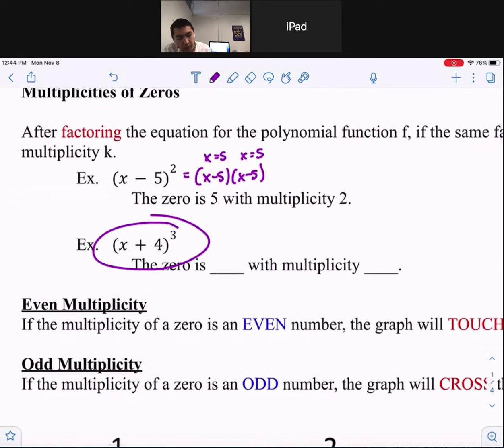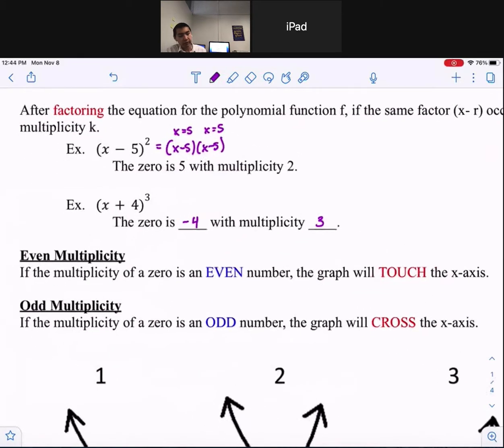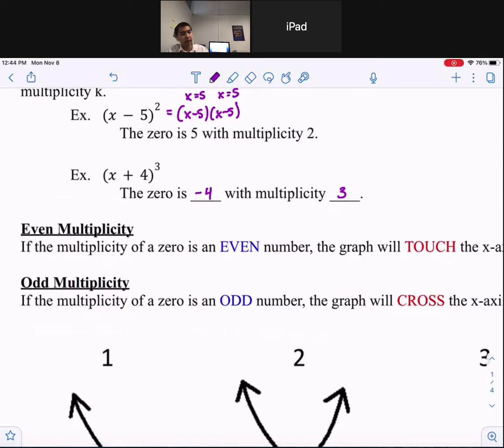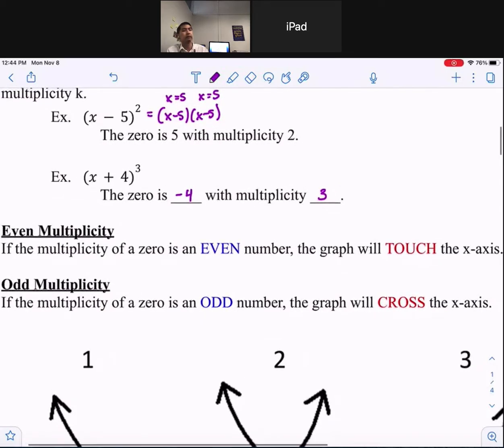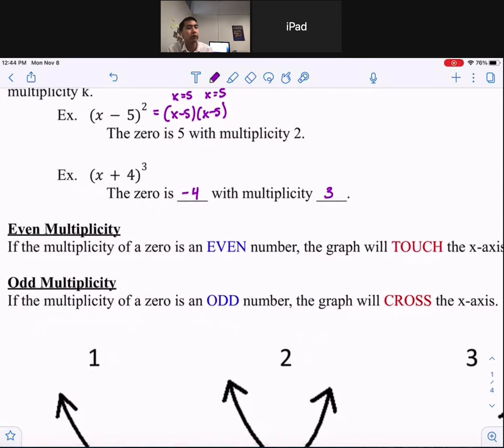For this one, what 0 would that be? Well, x would have to equal negative 4, and it has a multiplicity of 3, based off the degree. So if the multiplicity of a 0 is an even number, the graph will touch the x-axis. If the multiplicity of a 0 is an odd number, the graph will cross the x-axis.